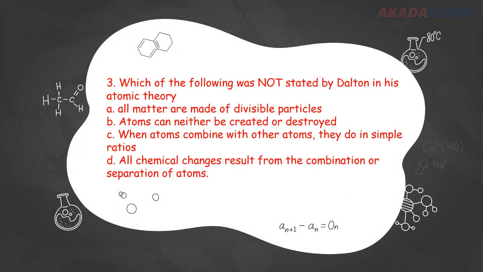Question 3. Which of the following was not stated by John Dalton in his atomic theory? A. All matter are made of divisible particles. B. Atoms can neither be created nor destroyed. C. When atoms combine with other atoms, they do so in simple ratios. D. All chemical changes result from the combination or separation of atoms.